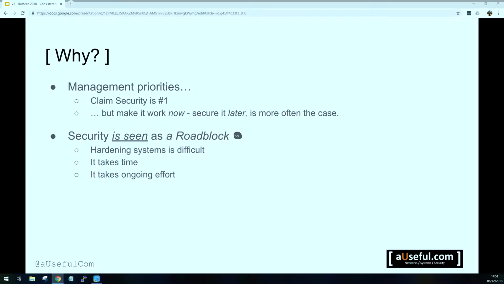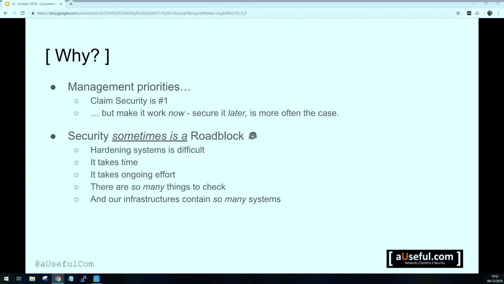But why is it that we're so often seen as that roadblock? Well, hardening systems is historically kind of difficult. It takes time and effort to harden the systems at deployment, and without the right tools and methodology and training, it's going to take too long and it won't happen. It takes even more time and effort to harden your systems retrospectively without breaking the service you pushed to roll out now, if you ever do get to secure it later.